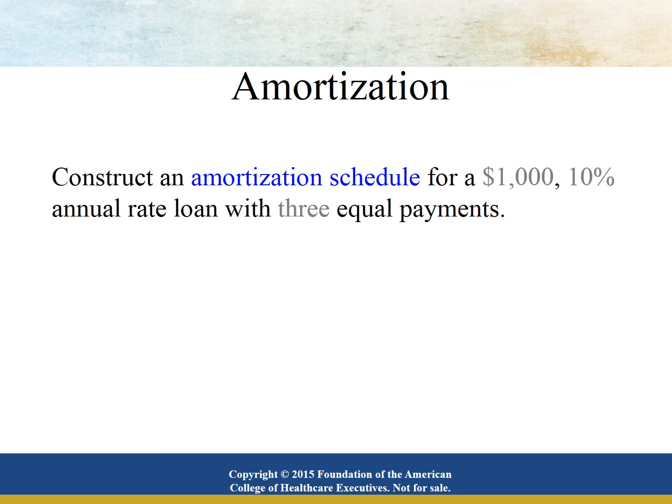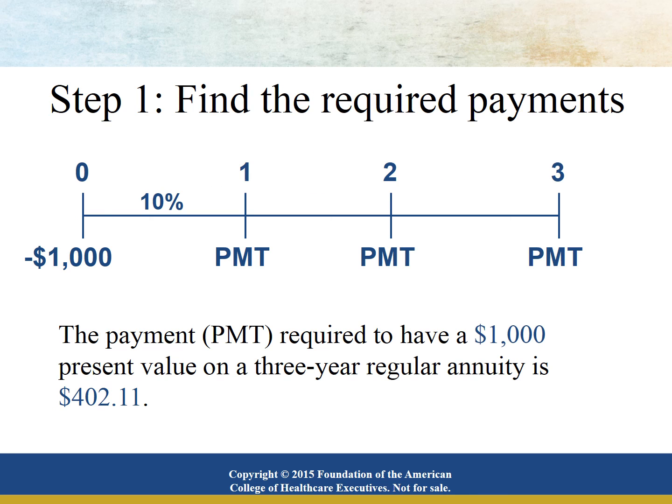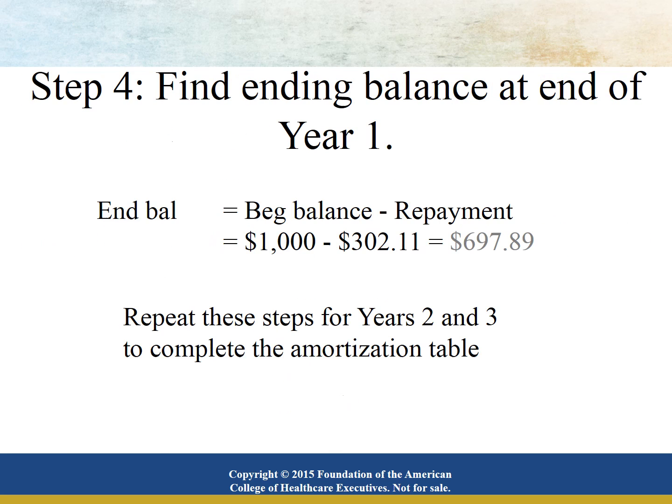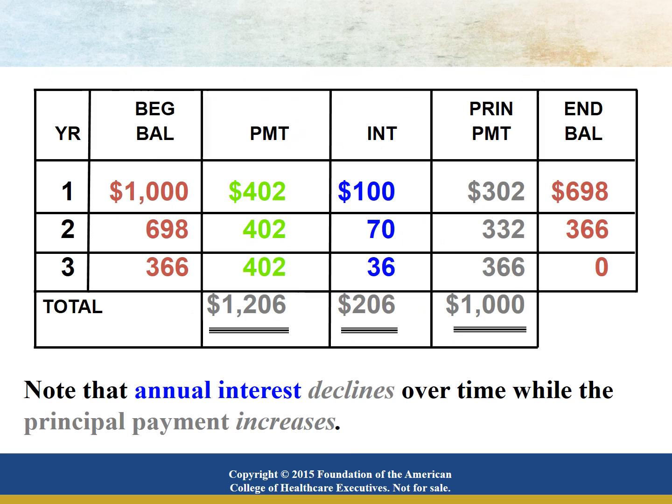An amortization schedule. So we're going to walk through how you construct an amortization schedule for a $1,000, 10% annual rate loan with 3 equal payments. We did that at the beginning of the lecture, and you can go back to that, or you can learn how to do it on a spreadsheet too. Interest rate, number of periods, present value. What is the payment? When you put in your interest rate, number of periods, and present value, it calculates what your payments per period should be. We calculated 402. Now the balance is 698. If you repeat these steps for years 2 and 3, you'll complete the amortization table.